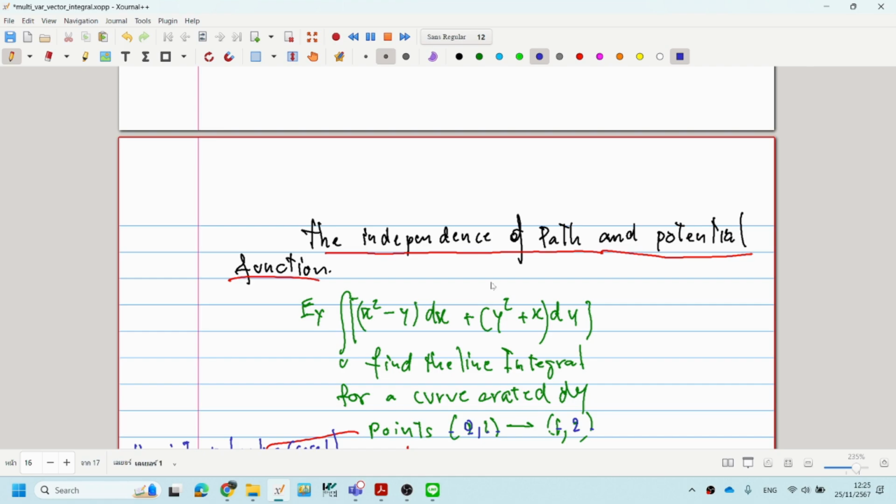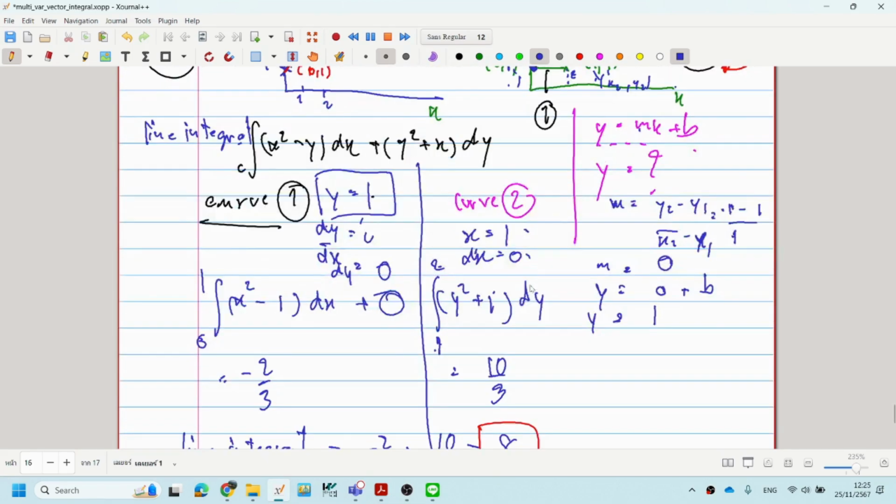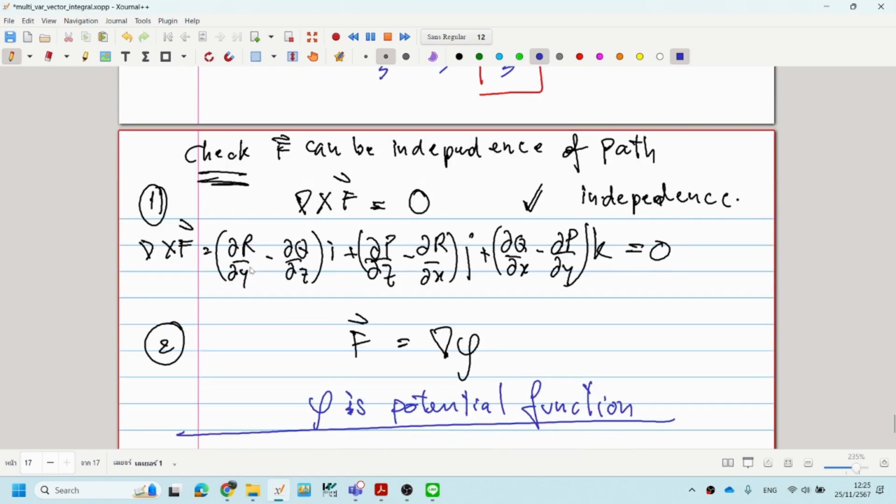That's it. It does not depend on the path anymore. But you must check the f vector: can the potential function be found, and is it independent of the path or not? How to check? Check number one: del cross f. If you apply the operator del cross to vector f and get the result 0, you are guaranteed that vector f is independent of the path. It is equal to 0, it's good.